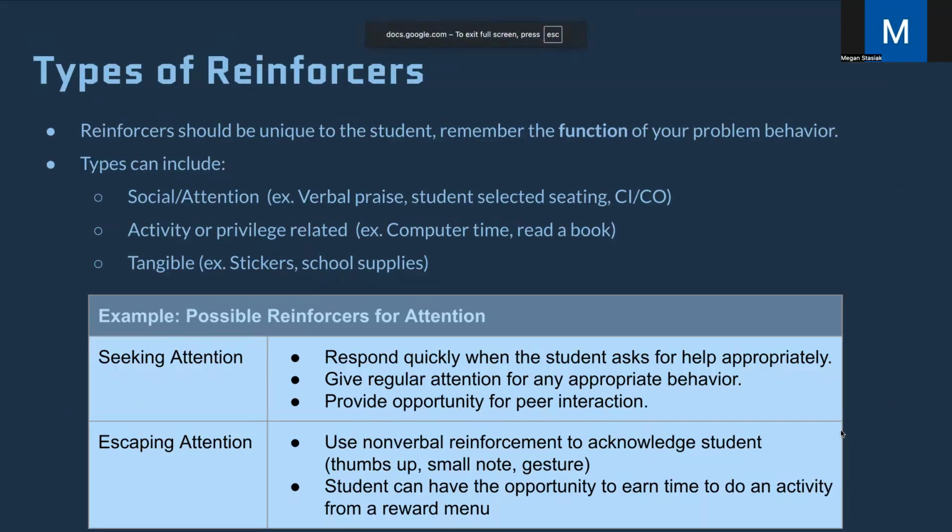So, types of reinforcers. They need to be unique to the student. So remember that function of your problem behavior. When we're thinking about a student whose function is social or attention, they might really like that verbal praise, or getting to sit with a peer or do a project with a peer. Again, that check-in, check-out system or mentoring could also be helpful for them. Activity or privilege related: maybe they would like working towards computer time or time to read a book. Maybe they're wanting something more tangible, so stickers or school supplies could be good options there.